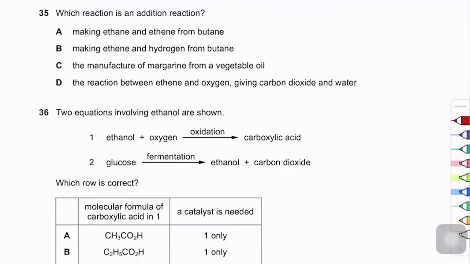Manufacture of margarine from vegetable oil. Yes, that's addition. What are the reactants in here? Does anybody know? The reactants are hydrogen gas, nickel catalyst, high temperature. So this is my answer. This is addition. D is the reaction between ethene and oxygen giving carbon dioxide and water. That's oxidation or combustion. That's not addition.